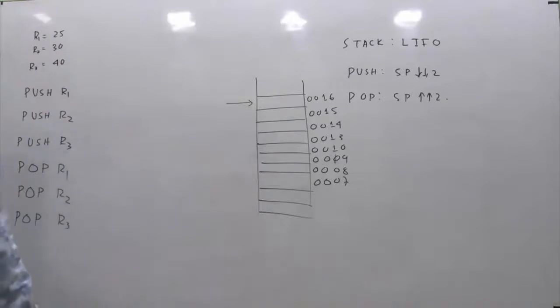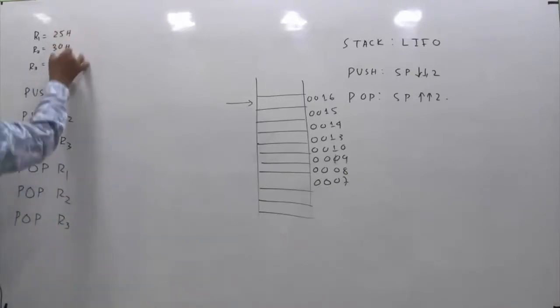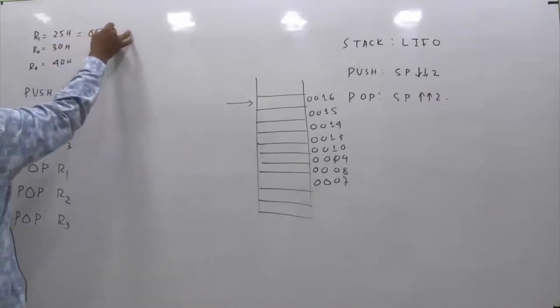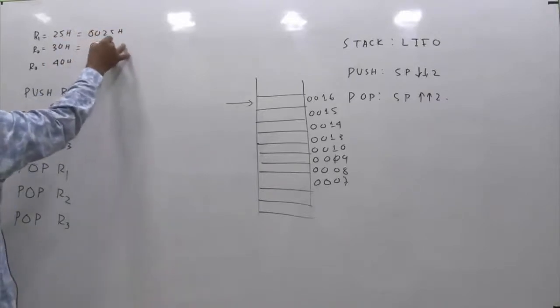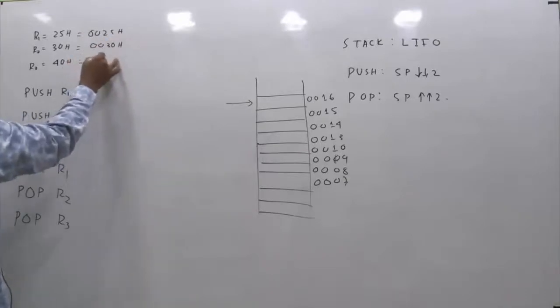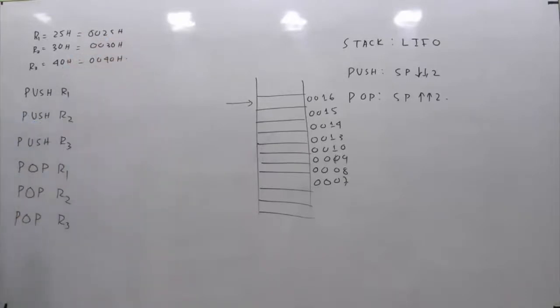In push and pop instructions, the registers which are used are actually 16-bit. So 25H is equivalent to 0025H, 30 is equivalent to 0030H, and this is 0040H in terms of 16-bit representation. So R1 contains 0025, R2 is 0030 and R3 is 0040.